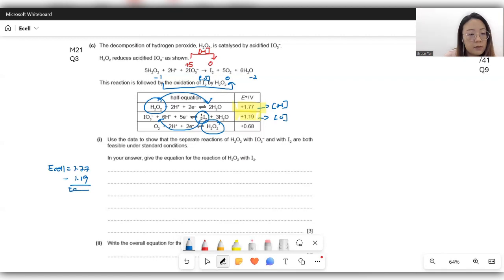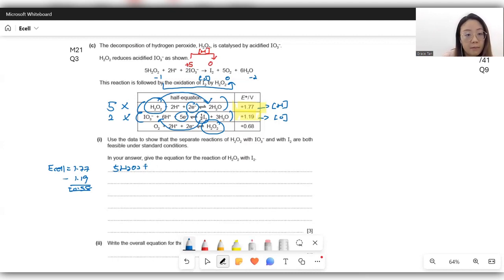A positive value means the hydrogen peroxide and the iodine reaction is feasible. So we need to construct the equation to show it. Since this has 2 electrons and this has 5 electrons, we want to multiply with the coefficient of the other equation. The whole equation on top, I times 5. The bottom equation here, I times 2. The reason for doing that is to make the number of electrons 10, so I can cancel 10 for the reduction and oxidation.